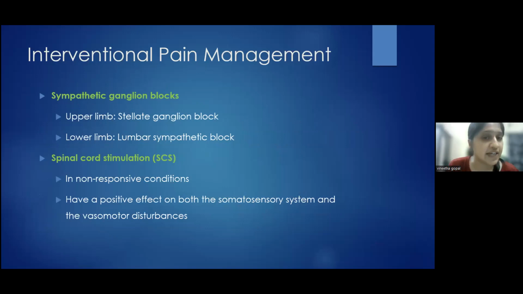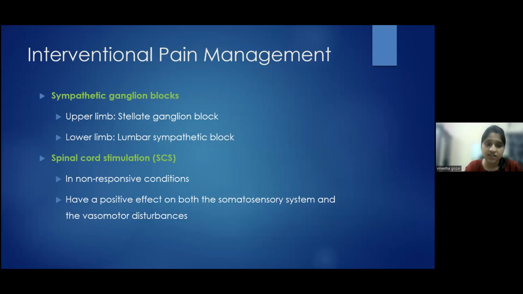So for the upper limb, stellate ganglion block, and for the lower limb, lumbar sympathetic block can be tried. And spinal cord stimulation is not available in Kerala, but it is in Delhi, Mumbai and so on. There are certain places where it is being done, Bangalore also. If nothing else works, first they do a trial implant, and if that works, they go for permanent spinal cord stimulation. They say that at least 60% of patients get 50% benefit from spinal cord stimulation.